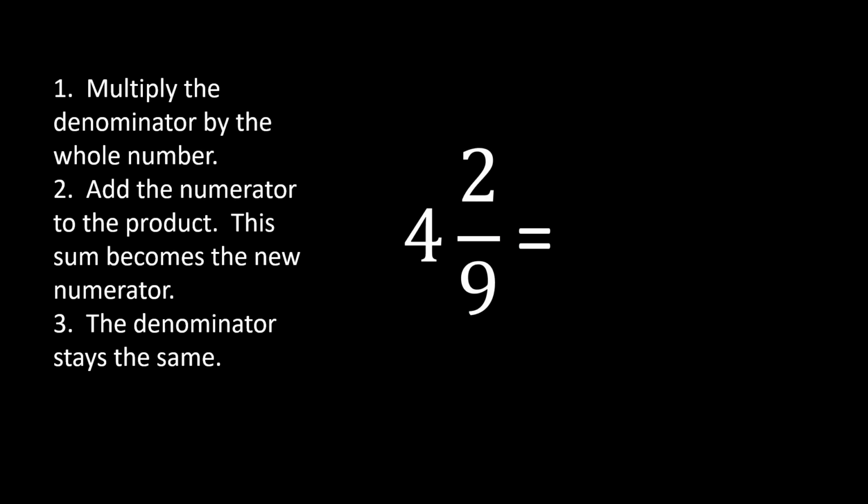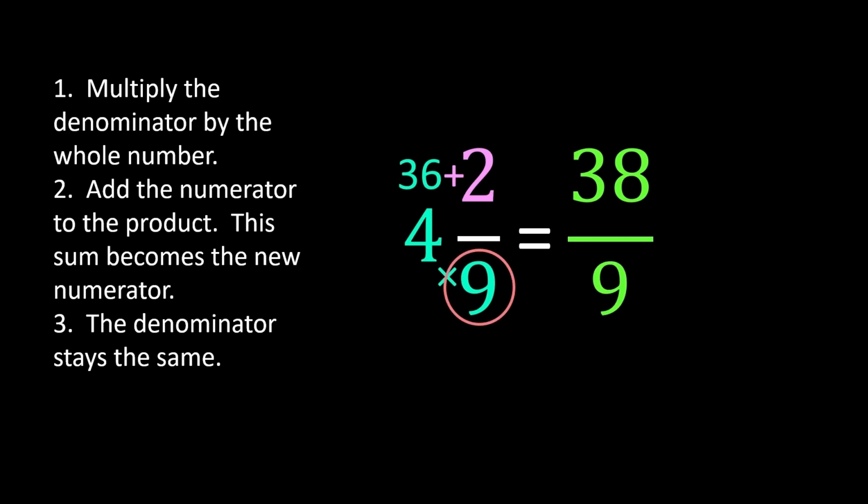In this example, we'll be changing 4 2/9 into an improper fraction. To do that, we start with the denominator of 9, and we multiply the denominator of 9 times the whole number of 4. 9 times 4 is 36. Once we have that product, we take the product and we add it to the numerator. 36 plus 2 is 38. 38 becomes our new numerator, and our denominator of 9 remains the same. 4 2/9 equals 38/9.